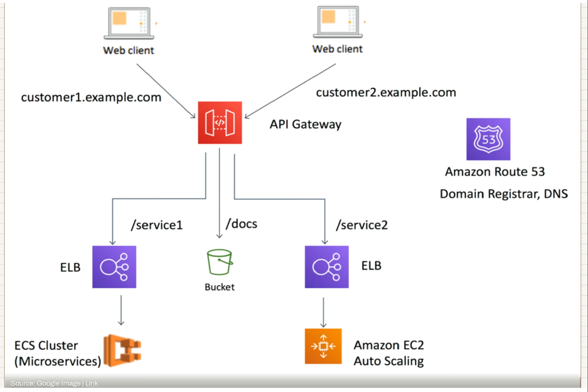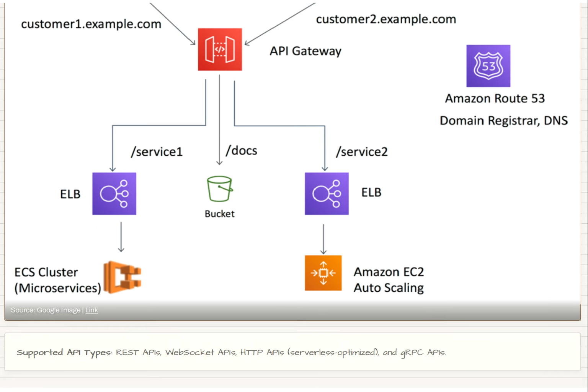Then think about asking for service 2. Service 2 goes through an Elastic Load Balancer, and the service provided by Amazon is EC2 with auto scaling. For name resolution and everything, Amazon Route 53 is going to help you complete this task. So that's where the API comes into the working.